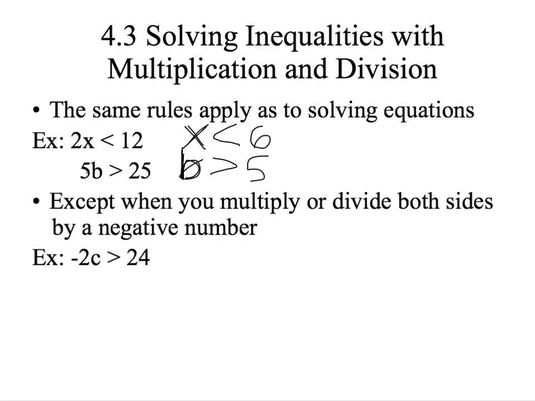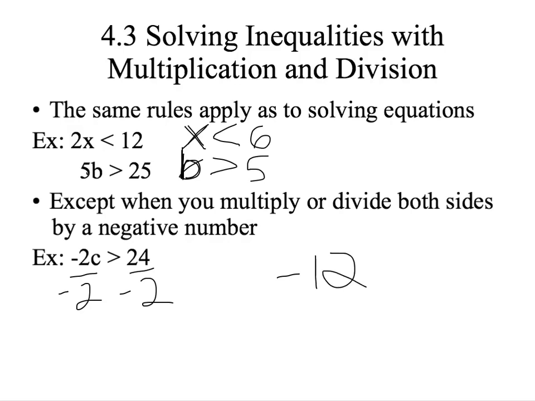The only difference is when you have to multiply or divide both sides by a negative number, and here is my example down here. Negative 2c is greater than 24. I would divide by a negative 2, just like I would with solving equations. 24 divided by negative 2 is a negative 12.